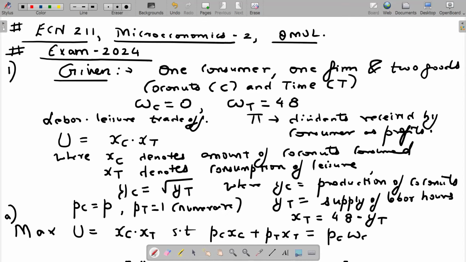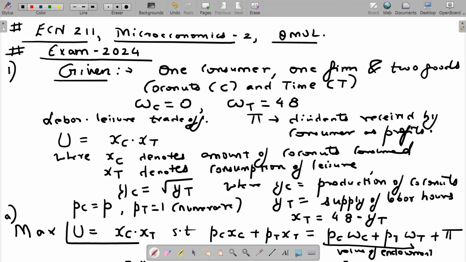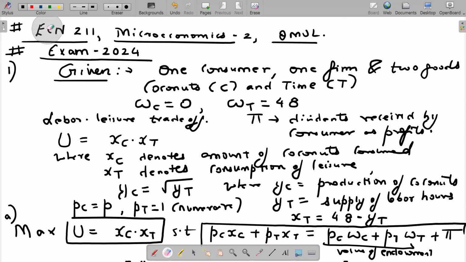What is the income of the consumer? PC omega C plus PT omega T. This is the value of the endowment. Plus, the consumer also receives dividends in the form of pi. These are lump sum dividends. So our objective is to maximize utility subject to the whole budget constraint. So I can erase this initial part off.